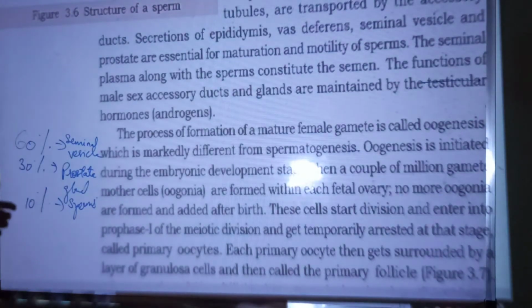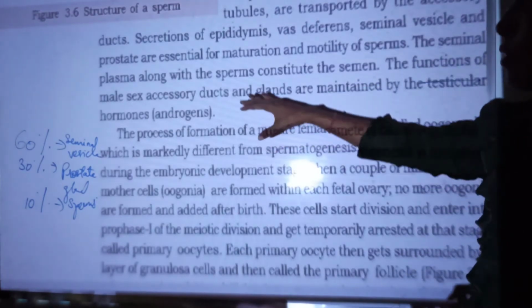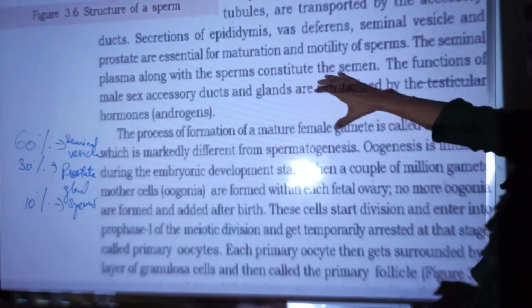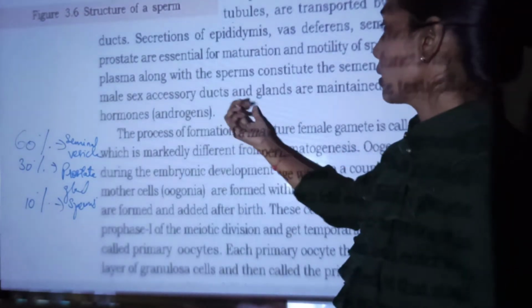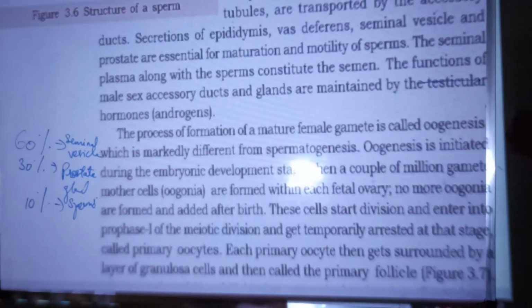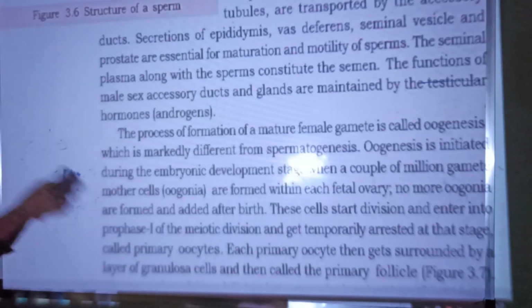Secretions of the epididymis, vas deferens, seminal vesicle, and prostate are very essential for maturation and motility of sperms. The seminal plasma along with the sperms constitutes the semen. The functions of the male sex accessory ducts and glands are maintained by the testicular hormones, also called androgens.